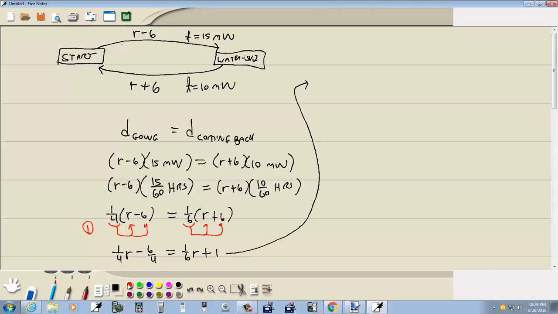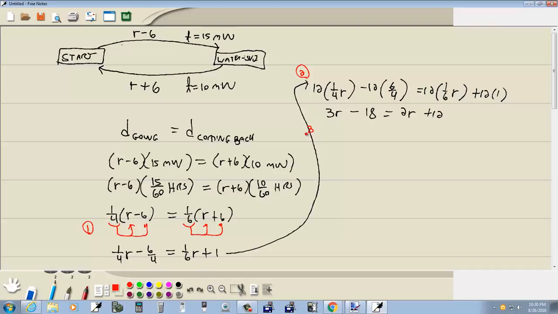Now, second step, we want to get rid of fractions. I could simplify the 6/4, but it wouldn't help me any here. So I'm going to multiply by the LCM of all my denominators. I got 4, 4, and 6, so my LCM would be 12. So I'll take 12 times 1/4 R minus 12 times 6/4 equals 12 times 1/6 R plus 12 times 1. And that gives us 3R minus 18, and this gives us 2R plus 12.